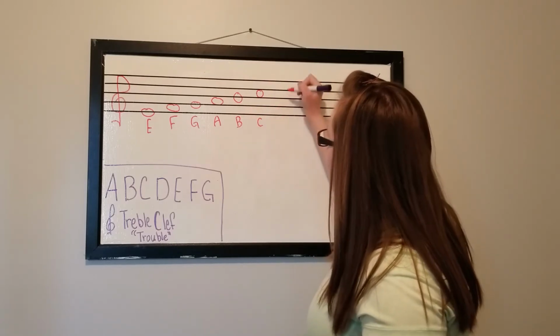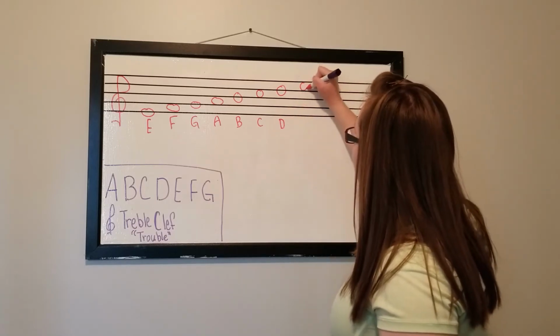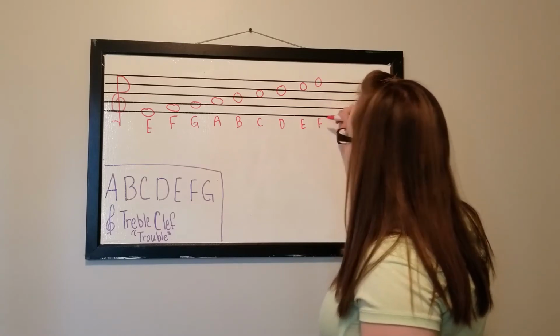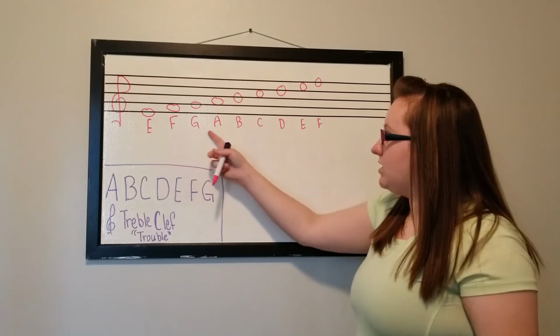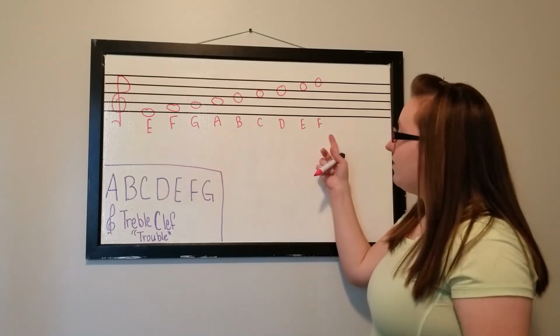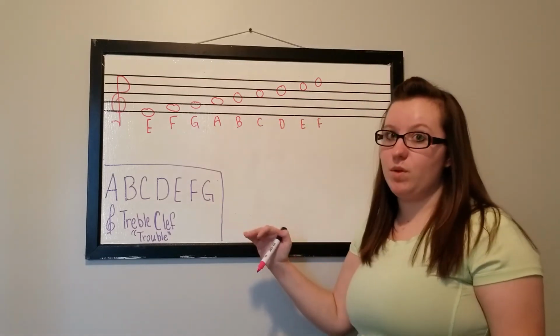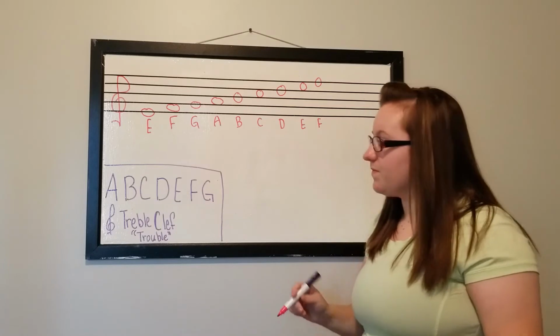We have C, D, E, and F. Our alphabet just keeps going over and over. It does continue above the staff and below the staff, but we'll talk about that later in a different video.